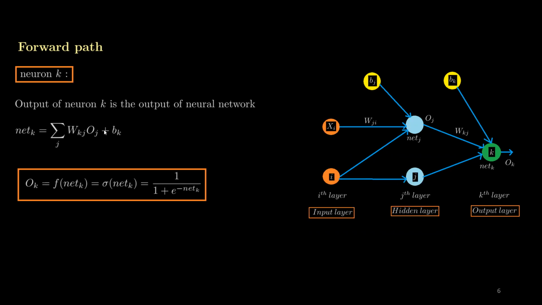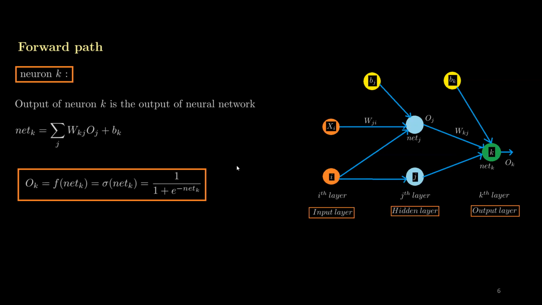So net k is the sum of all the inputs coming from the hidden layer to the output neuron. The final step is to find ok, the output of neuron k. We know that ok is the activation of net k. If we are using a sigmoid as our activation function, then it will be 1 over 1 plus e raised to the power minus net k.